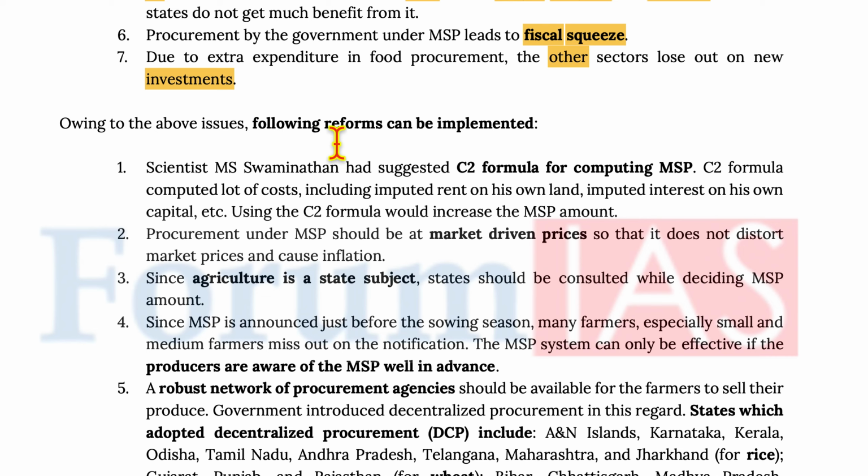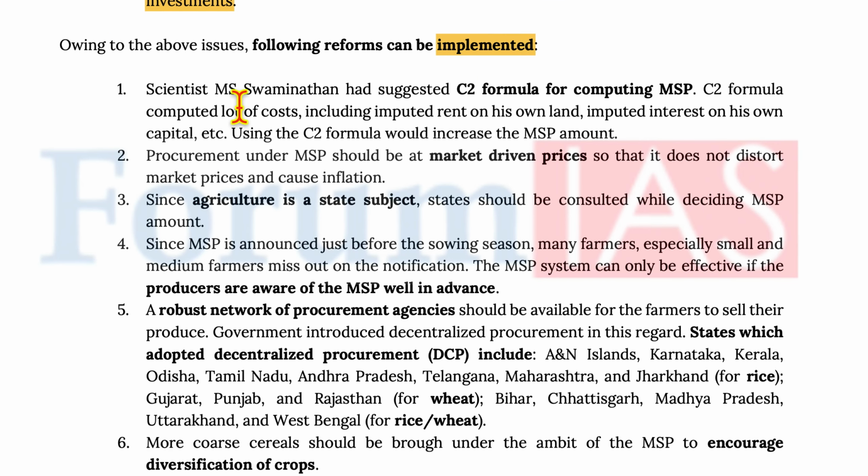Owing to the above issues, following reforms can be implemented. Scientist M.S. Swaminathan has suggested C2 formula for computing MSP. C2 formula computes a lot of costs, including imputed rent on his own land, imputed interest on his own capital, etc. Using C2 formula would increase the MSP amount. Procurement under MSP should be at market driven prices so that it does not distort market prices and cause inflation. Since agriculture is a state subject, states should be consulted while deciding MSP amount.